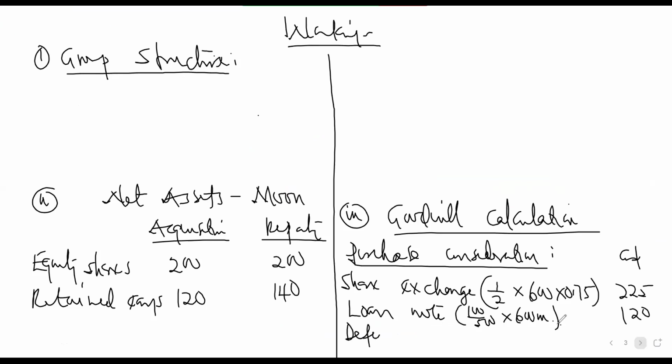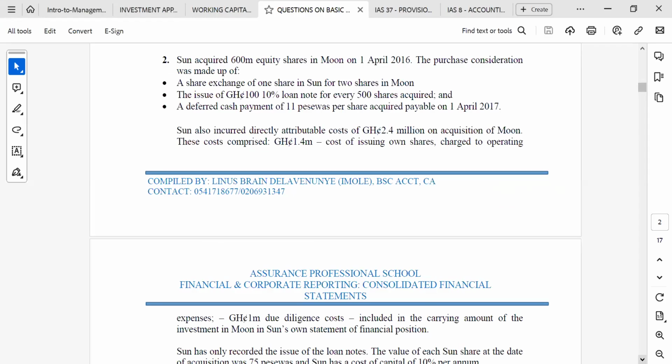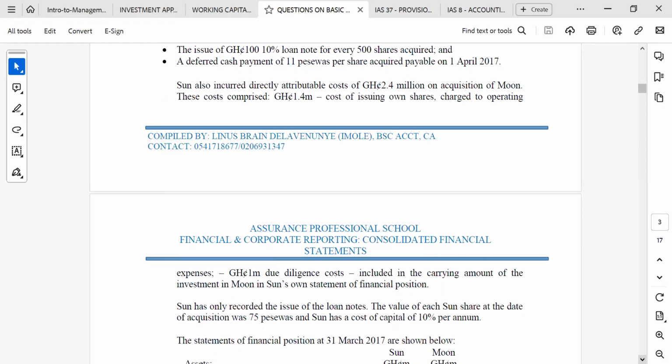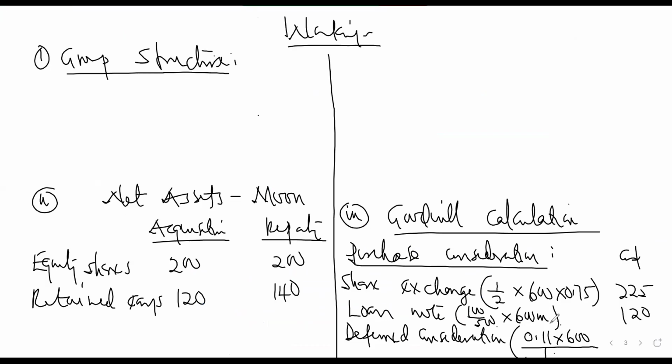So we have the deferred consideration, or the deferred payment, which will give you the amount that you are going to be paying. That will be 0.11 multiplied by 600, divided by the cost of capital or the discount rate. Okay, what is the cost of capital for the company? 10. Okay, so that will be 1.1 exponent what? 1, because we are paying this just in a year's time.